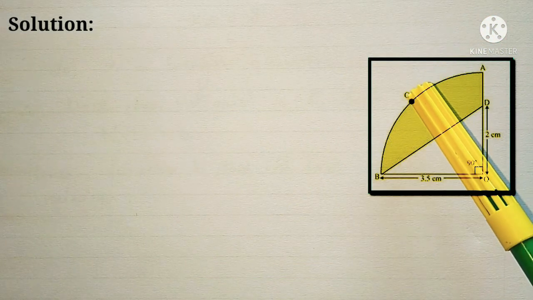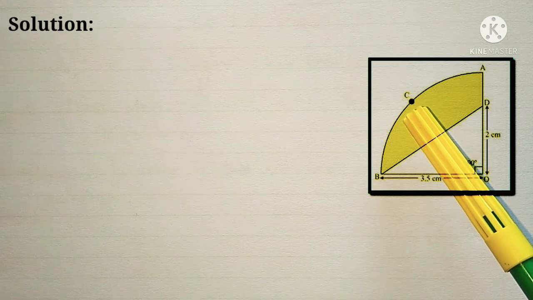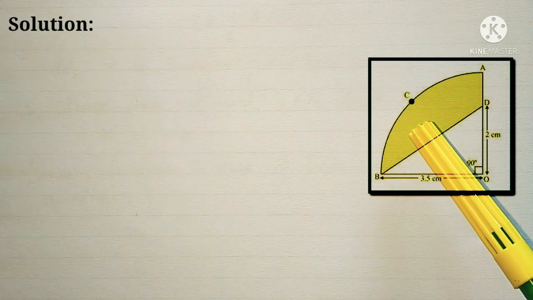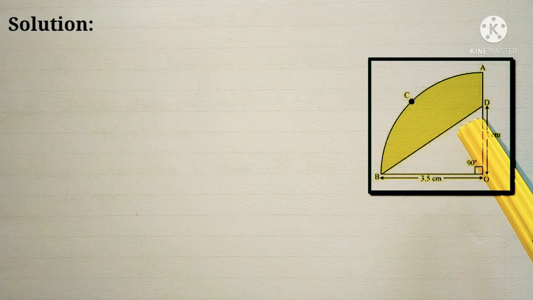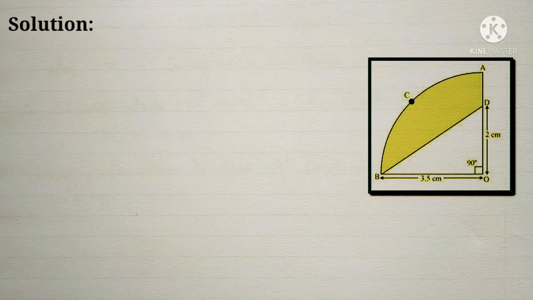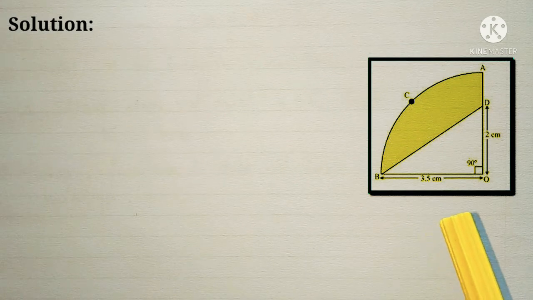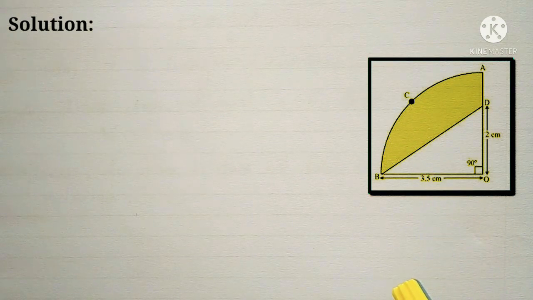If you see the figure here, OACB, that means this one is the whole diagram, and this is called a quadrant. We know in each quadrant the angle is how much? 90 degrees. So that's why 90 degrees is written here. So we get the angle, and the radius is also mentioned. Radius is how much? 3.5.